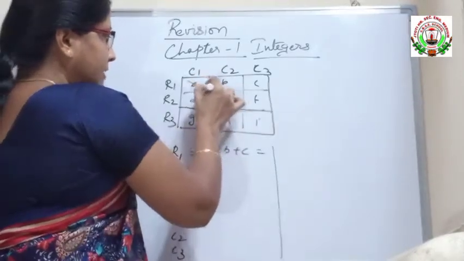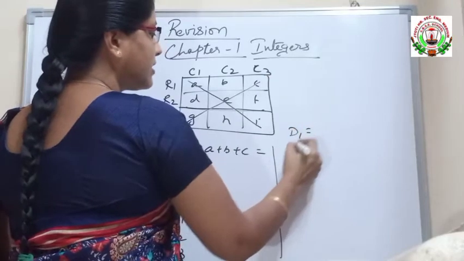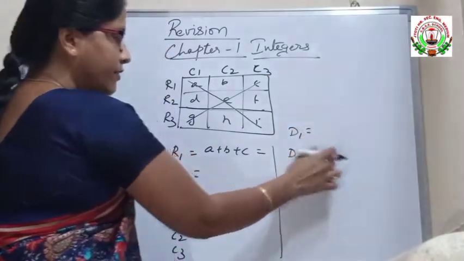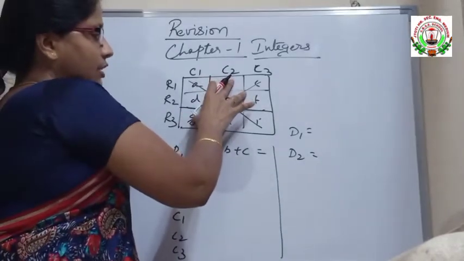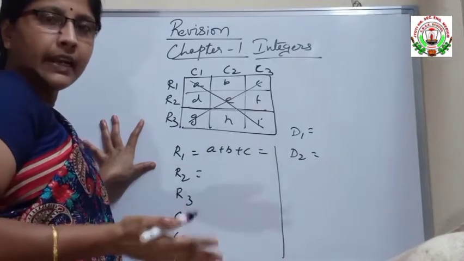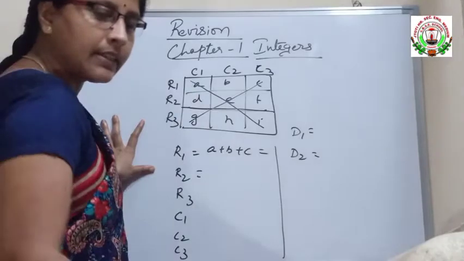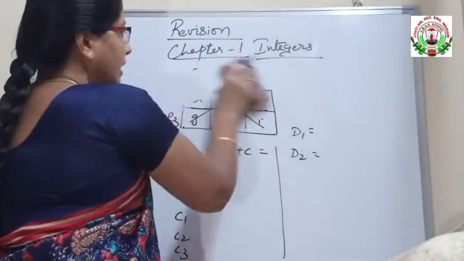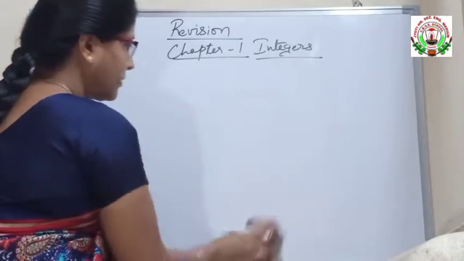Next, the diagonals like this. This is one diagonal, this is another diagonal. That is D1 is equal to, next D2 is equal to. When we get all the answers the same, then we can say that this is a magic square. If any one answer is different from the others, then we cannot say that this is a magic square. This is how we have to see whether a given square of numbers is a magic square or not.